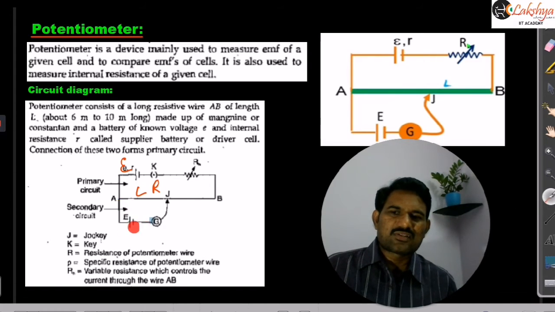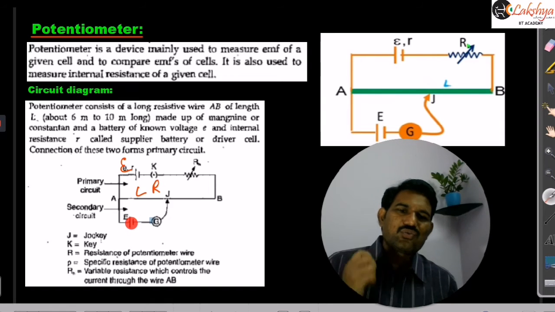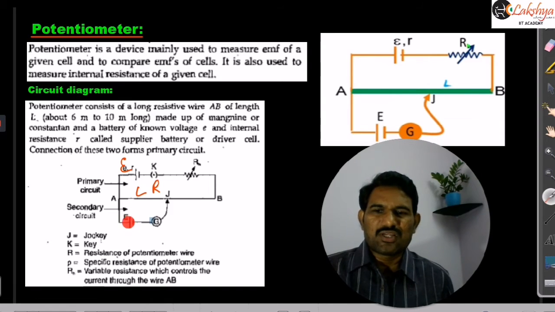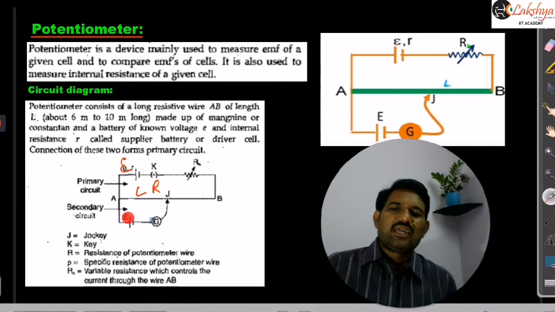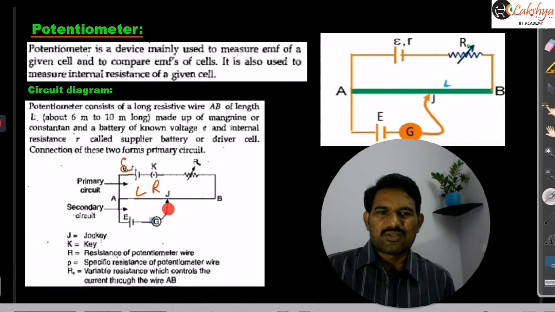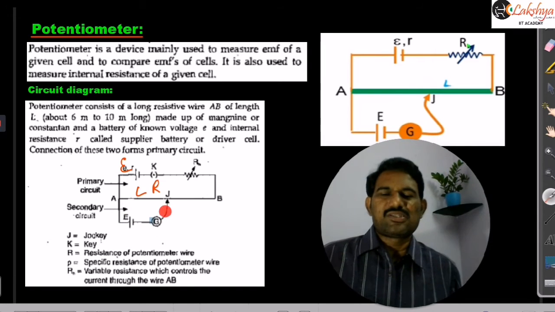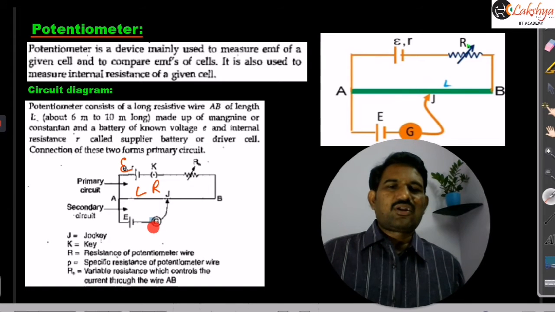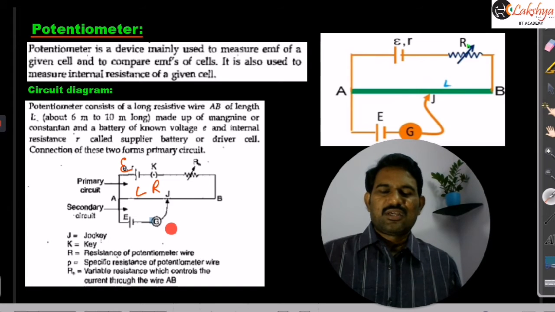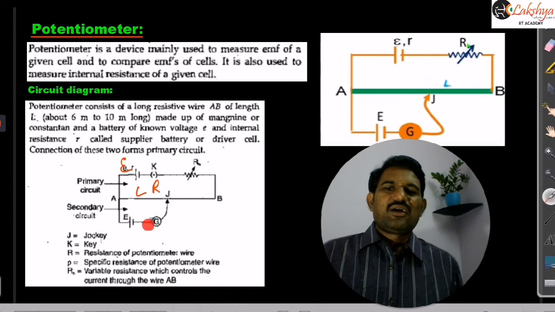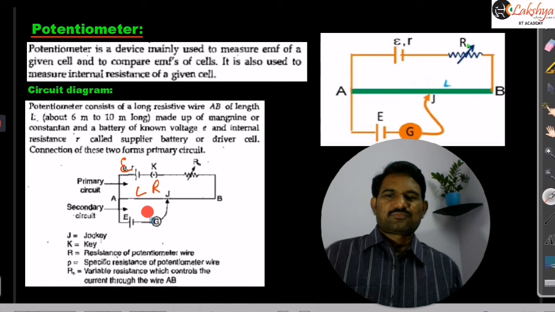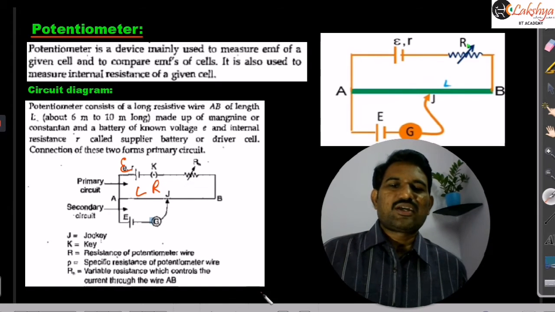So here it consists of a cell whose EMF is to be determined. We need to find this EMF of the cell. It is connected in series with this galvanometer and this jockey. And about this jockey we saw already in the meter bridge experiment. In general, with the galvanometer we connect some high resistance in series, or we use the short circuit method, to protect this galvanometer here, right? So this is the circuit diagram of the potentiometer.